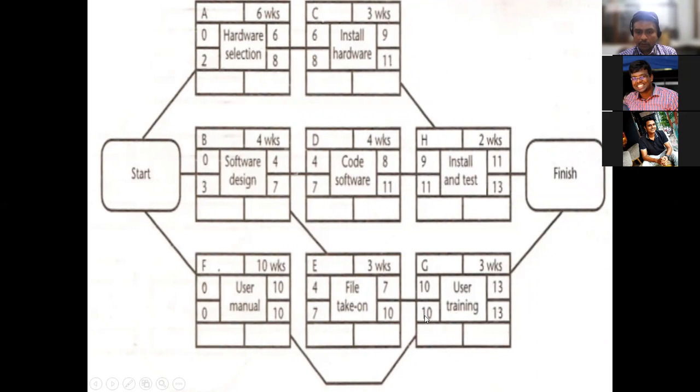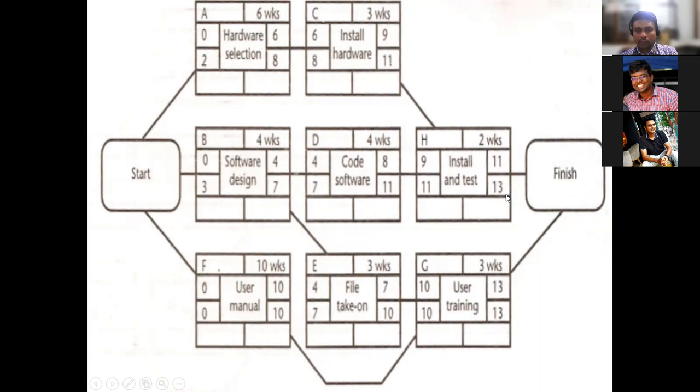And next we need to find the latest start date. For that we use 13 minus the duration, so that is going to be 10. And next again, we need to take into consideration that E depends on G. That's the reason why 10 we are taking into consideration here. So 10 minus 3 is going to be 7. And again for this one also, 10 minus 10 is going to be 0. So this is the way the backward pass will work.